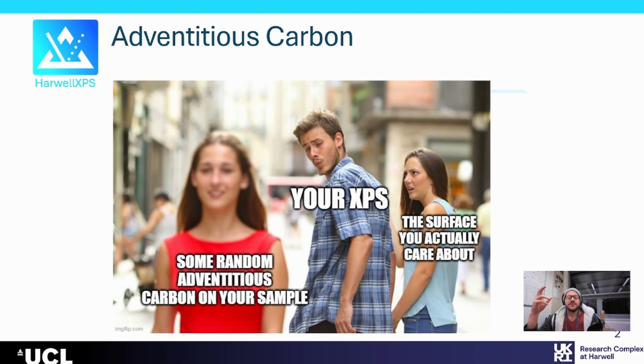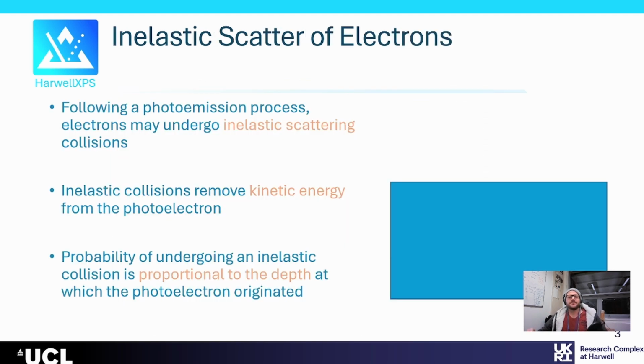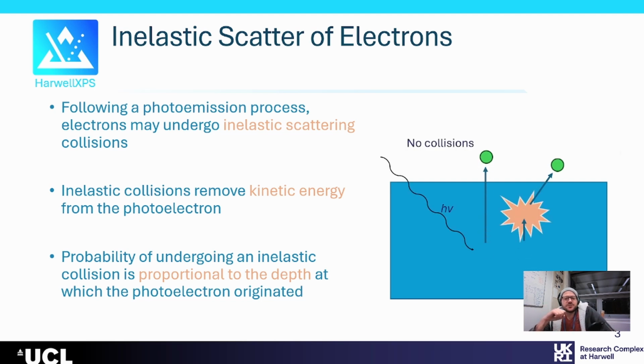XPS is, of course, a surface sensitive technique. So if we stick carbon on our surface, we're going to see carbon. As a quick recap, this is due to the way that electrons travel through solids, and that is to say, badly. They are very easily scattered by matter, and this is why we have to do our measurements in vacuum conditions, or the atmospheric gases would stop any of our photoelectrons from ever reaching the detector.